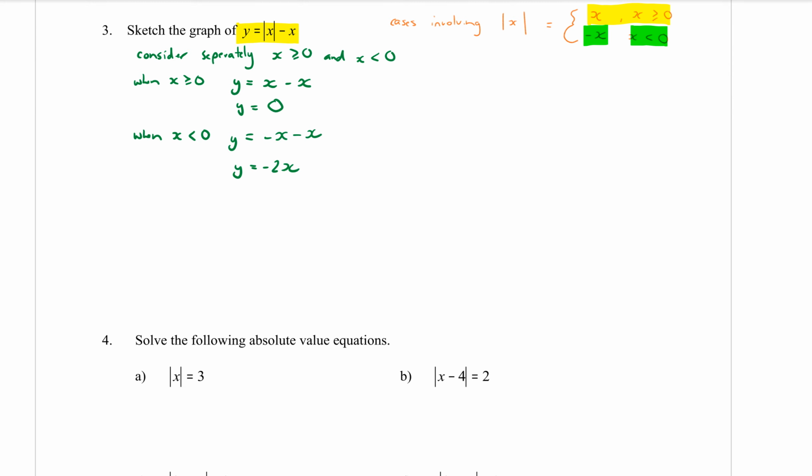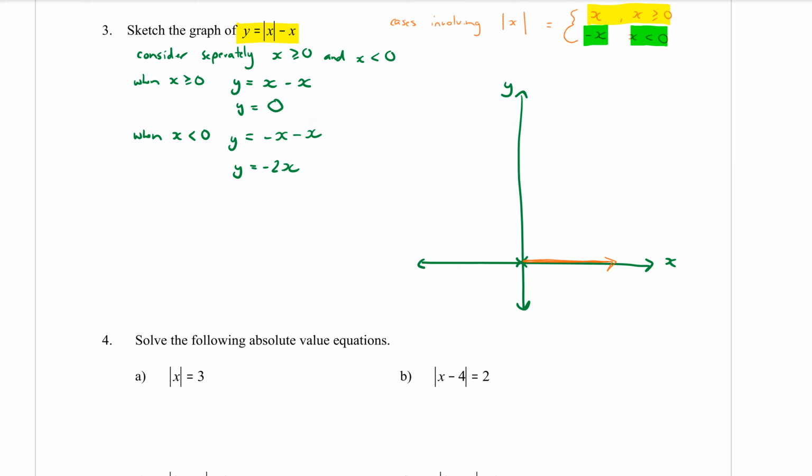Okay, so we want to sketch those on our graph. So x equals 0 is going to be right here at the origin. We know that for every value of x greater than 0, y is equal to 0. So I would get a line coming out here going through y equals 0, and my x-axis and my y-axis. As soon as I go to negative values for x, I then want to sketch y equals negative 2x.